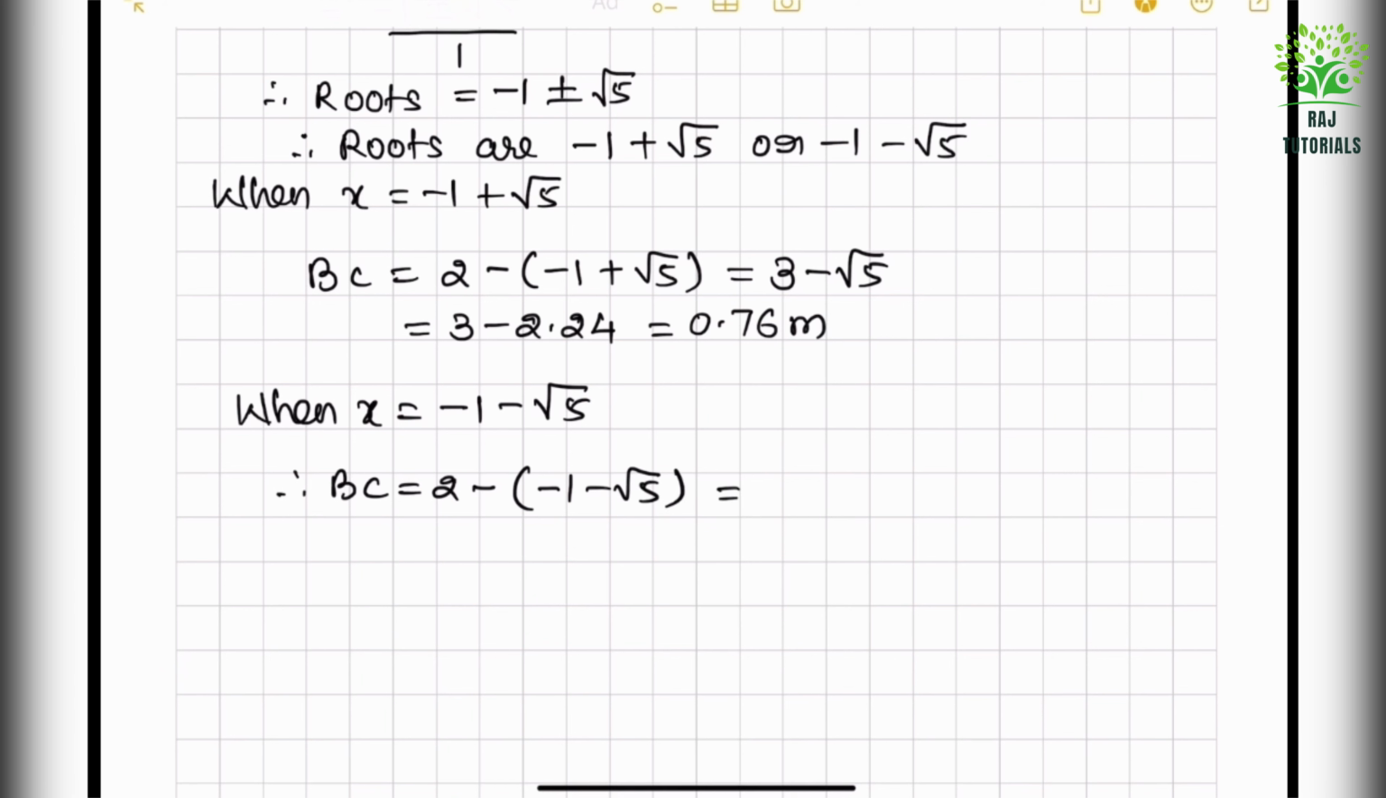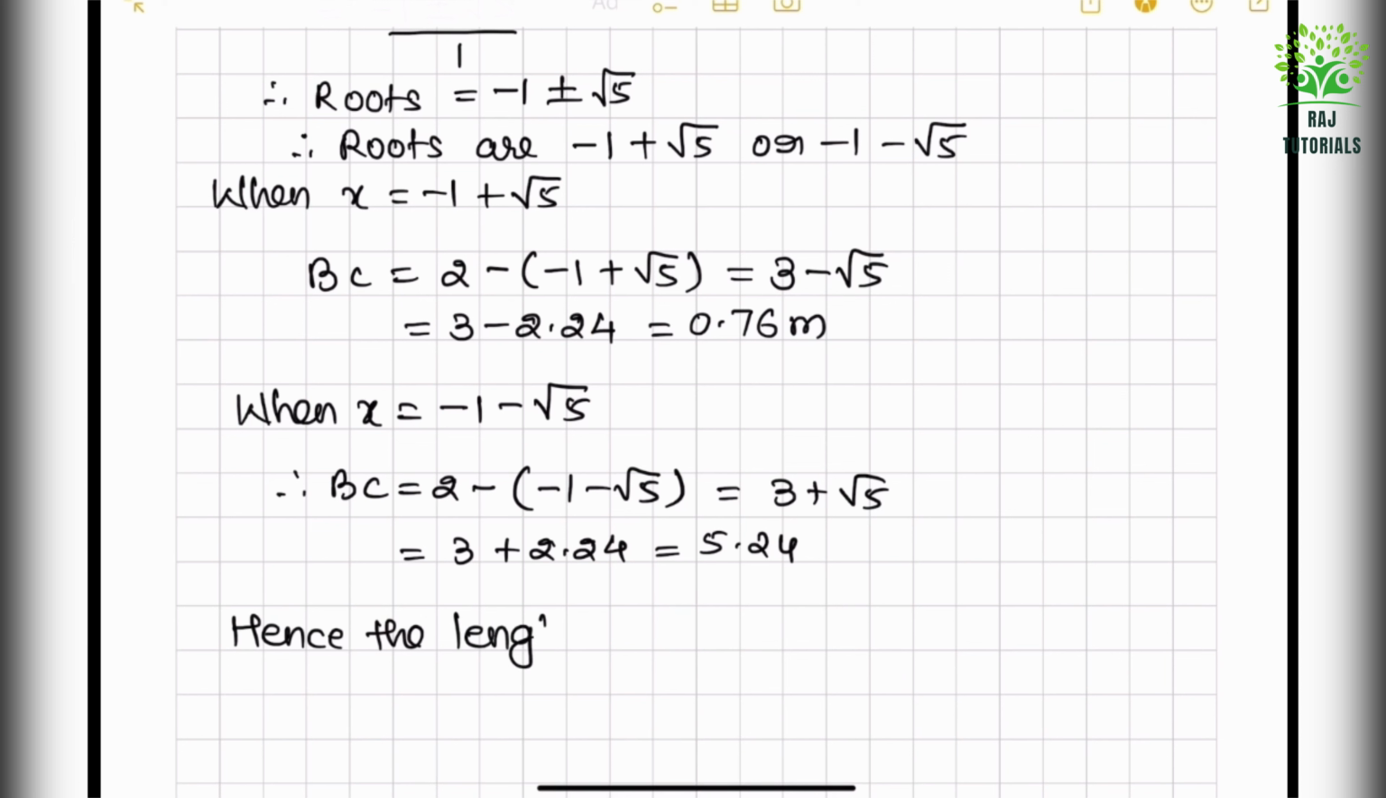And when x equal to minus 1 minus root 5, BC will be equal to 2 minus (minus 1 minus root 5). So that will be 3 plus root 5, which will be equal to 3 plus 2.24. So that will be 5.24. Hence the length of BC is 3 minus root 5, that is 0.76.